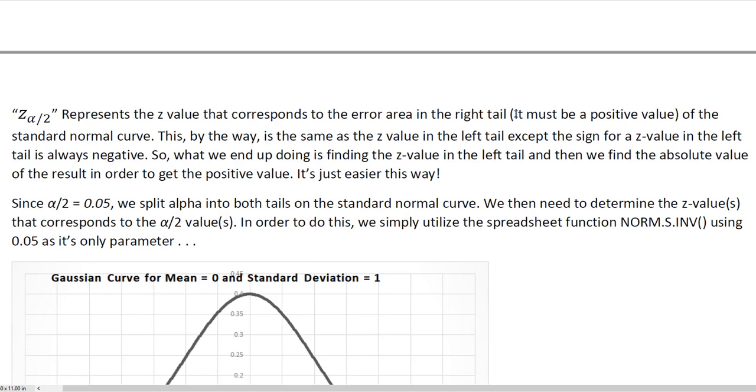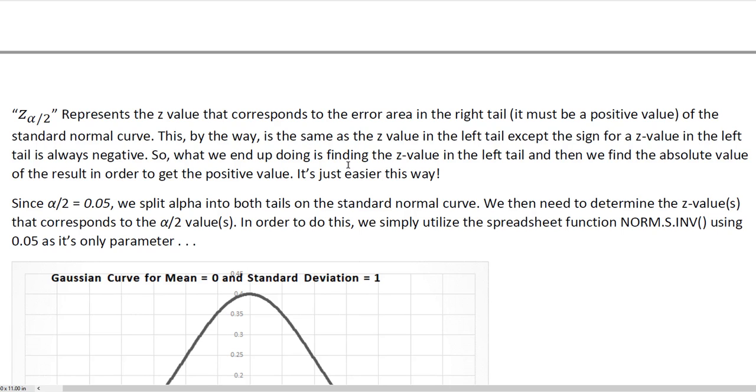It must be a positive value. At least it needs to be a positive value for confidence intervals. In the future, we're going to talk about something called hypothesis testing. And in hypothesis testing problems, the z sub alpha over 2 could be positive or negative. But for confidence intervals, we always use the positive z value. So we're using the one that corresponds to the right tail.